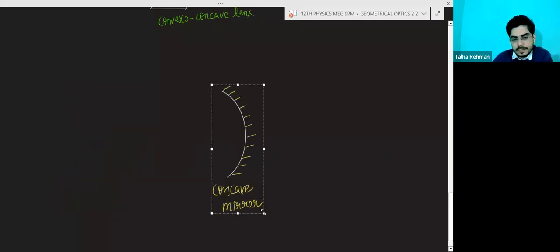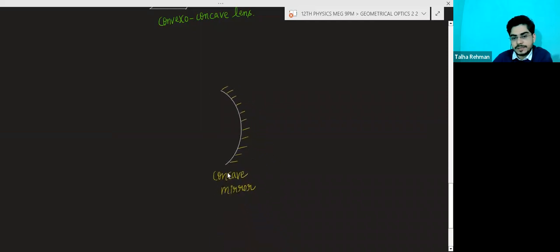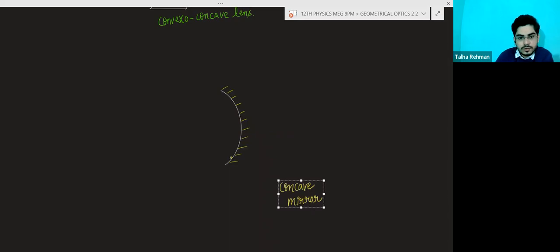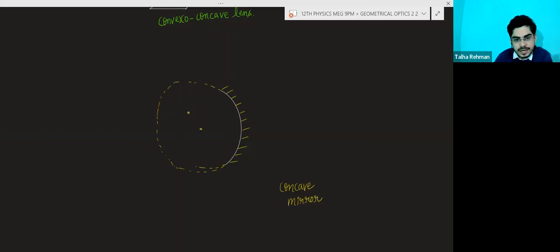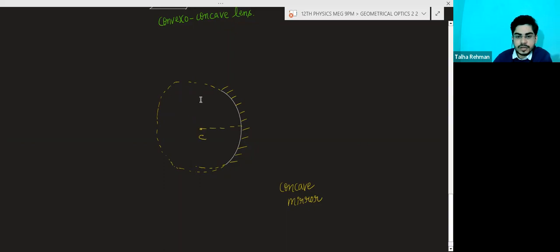I told you that the concave and the convex mirror are spherical mirrors. Why are these spherical mirrors? I told you also that it is because this is a part of a sphere. When you complete it like this, it will become a sphere. I am not drawing it correctly, but try to understand what I want to say. If you complete the sphere, you will get the center of the sphere, and that center is known as the center of curvature of this mirror. And this is the radius of the sphere, and the radius of the sphere is known as the radius of curvature of the mirror.